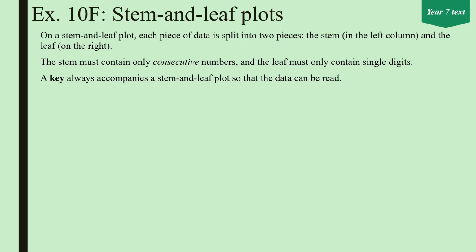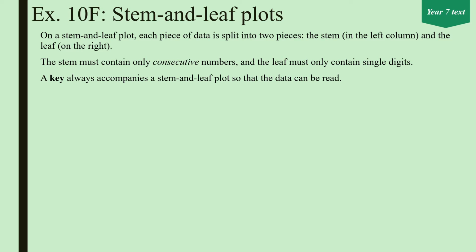Okay, the stem must only contain consecutive numbers. So what that means is that we go up by 1. Okay, so maybe I go 1, 2, 3, 4. Okay, we don't go 1, 2, 5, 6. Okay, we go every single number between the start and the end point.